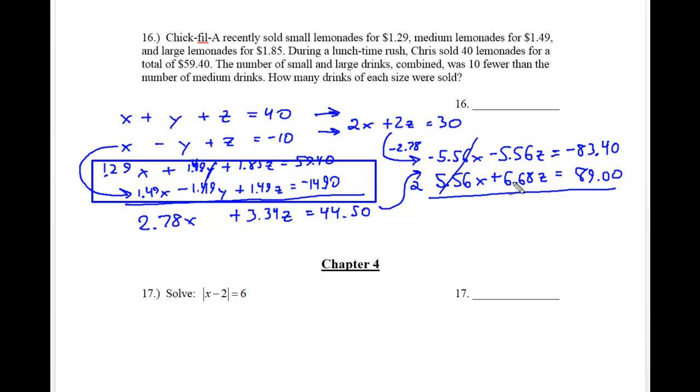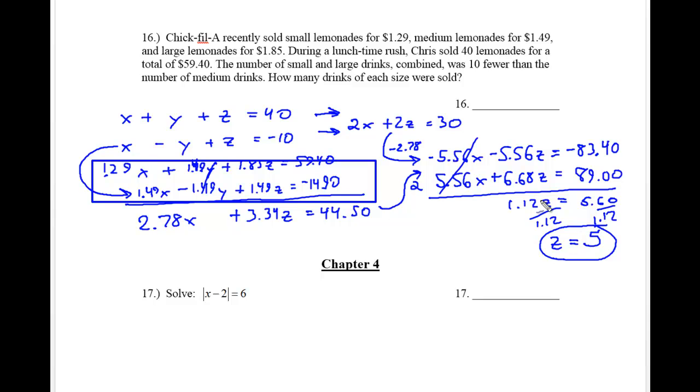$6.68 and a negative $5.56 adds up to $1.12 z. Subtracting or putting these two together, the $89 and the $83.40 being negative, gives me $5.60. If I divide everything by $1.12, my hope is that this turns out to be a positive whole number, because I can't have negative cups, nor can I have decimal cups. So 560 divided by 112, my z is 5. So now I have figured out I have sold 5 large cups.